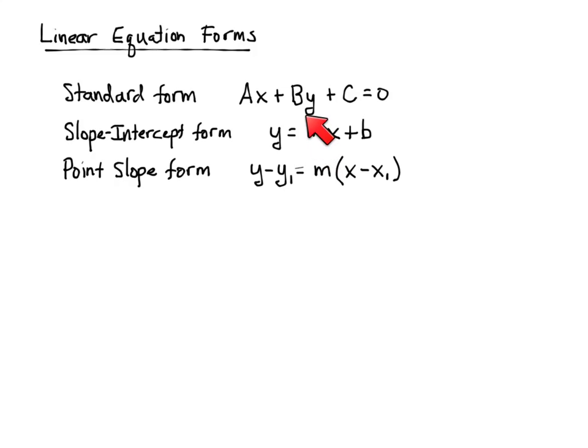Now we're going to talk a little bit about a modified standard form. By modified I mean we're going to stick the C on the other side of the equality sign, and we'll see that when it's in that form, oftentimes you can graph those equations very, very quickly. What you do is find both the x and the y intercepts and then draw a line between the two.